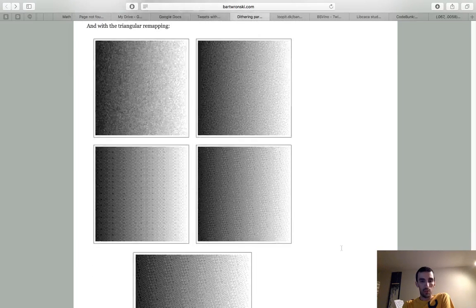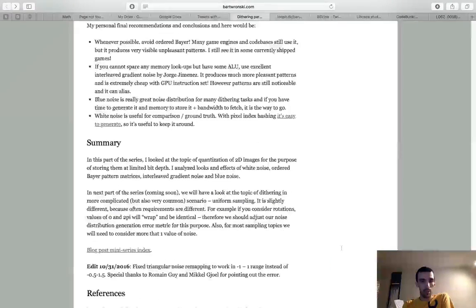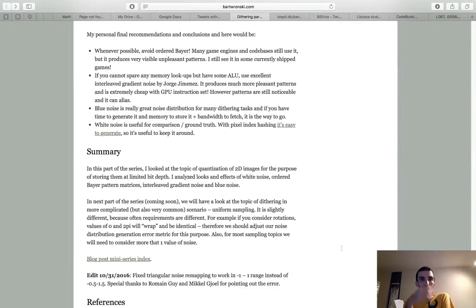And then with the triangular mapping. So that probably sums it up here. Final recommendations, let's see what he says. Whenever possible, avoid ordered Bayer. Many game engines and code bases still use it, but it produces many visible unpleasant patterns. Okay, well we put in all this effort to learn Bayer, and this guy doesn't even recommend that we use Bayer. Well, we learned some things, even non-Bayer related things.